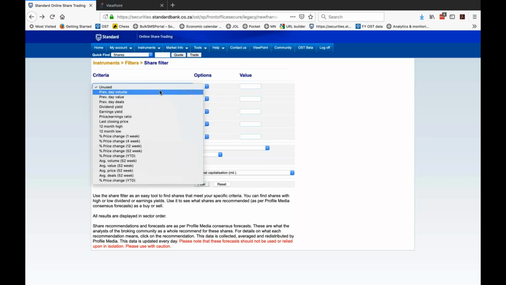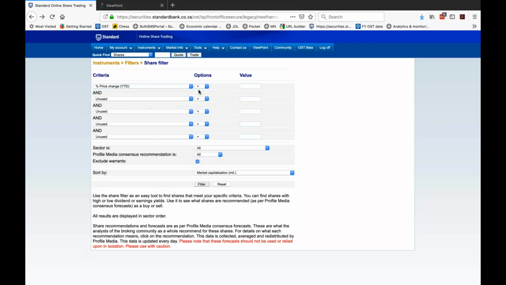Some obvious ones: your previous day volume, value, deals. I never use that. Dividend yield, earnings yield, which is obviously the inverse of a PE, PE, last closing price. We've got 12-month highs and lows. We've got percentage price changes over a week, 4 weeks, 12 weeks, 52 weeks, and year to date.